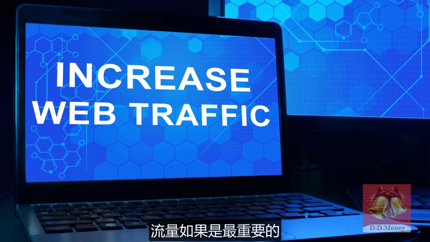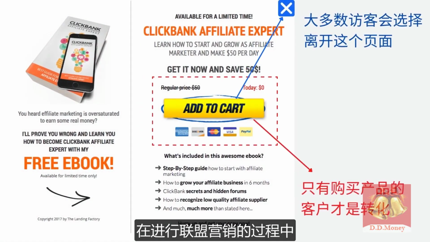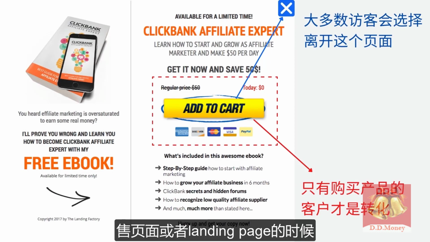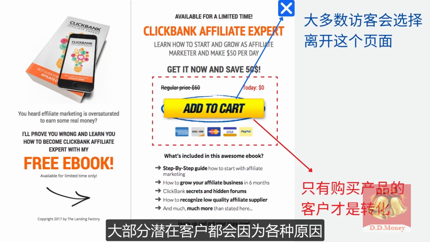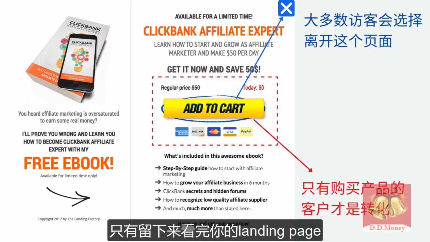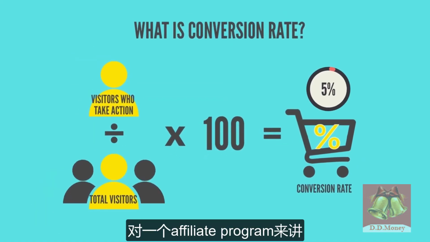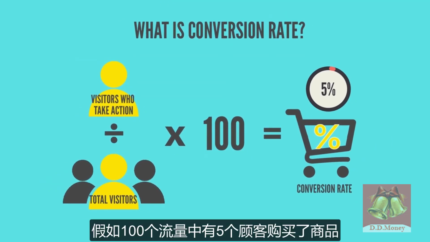2. Common methods to improve conversion rate. In the process of online marketing, if traffic is the most important, conversion is the second most important. For instance, in alliance marketing, when we channel traffic to our sales pages or landing pages, most potential customers will choose to leave instead of buying products right away, or only stay to see your landing page. The customers who place orders are the real conversions.